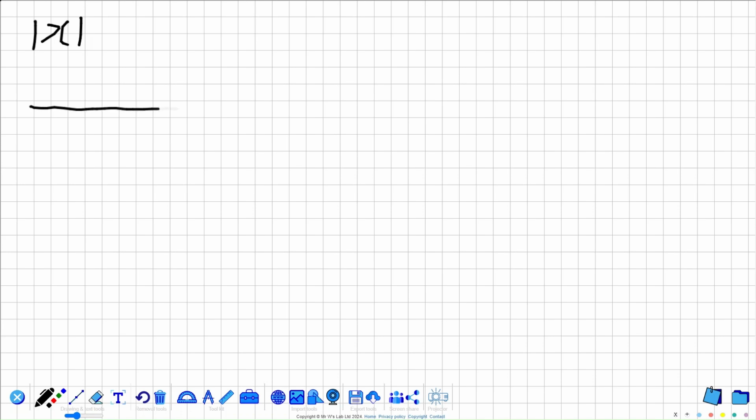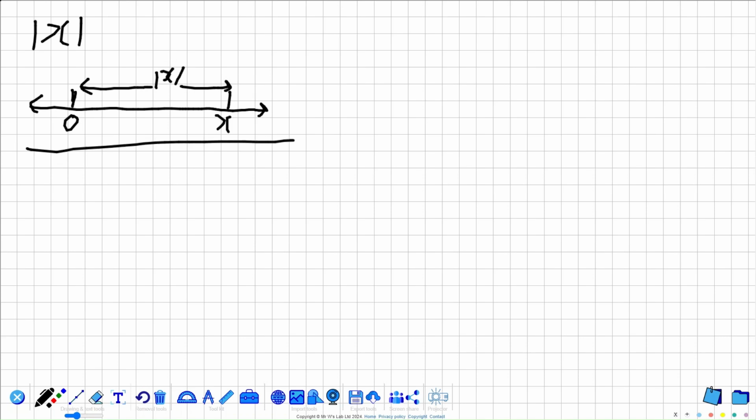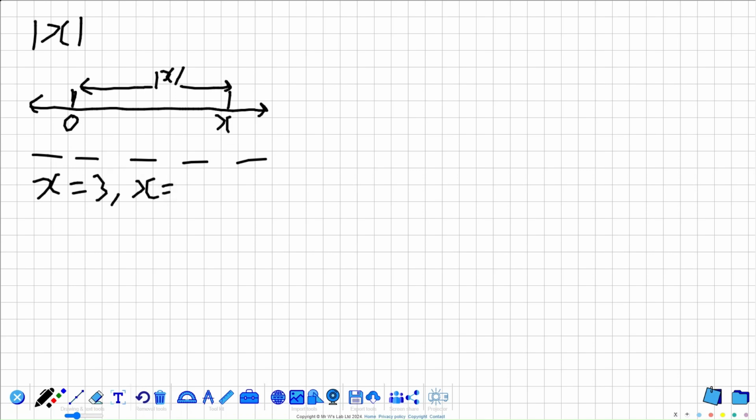So if we were to draw a number line between 0 and x, this distance along here is represented by this mod x. And this works both in the positive and negative scenarios. Let's have a look at some basic examples. Let's say x equals 3, and x also equals -3.